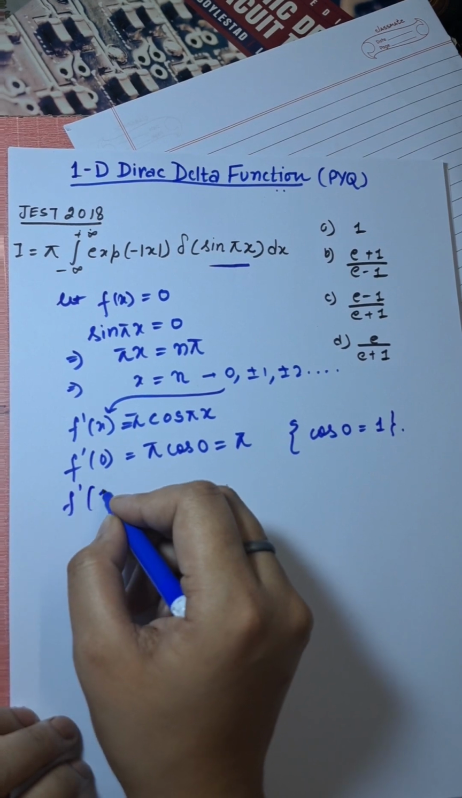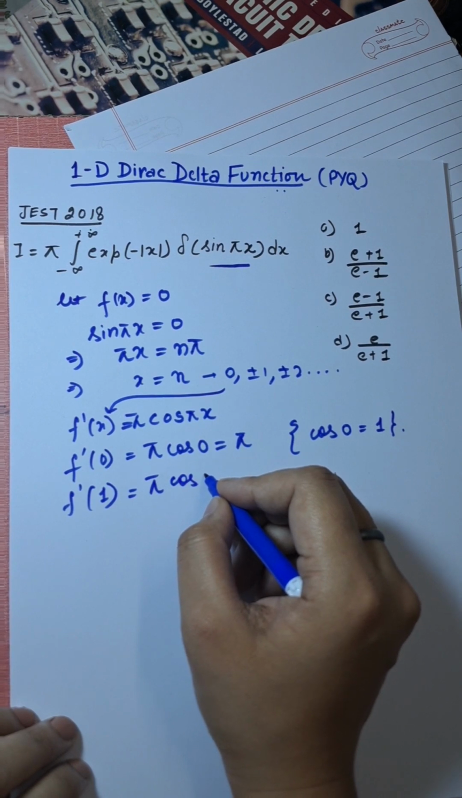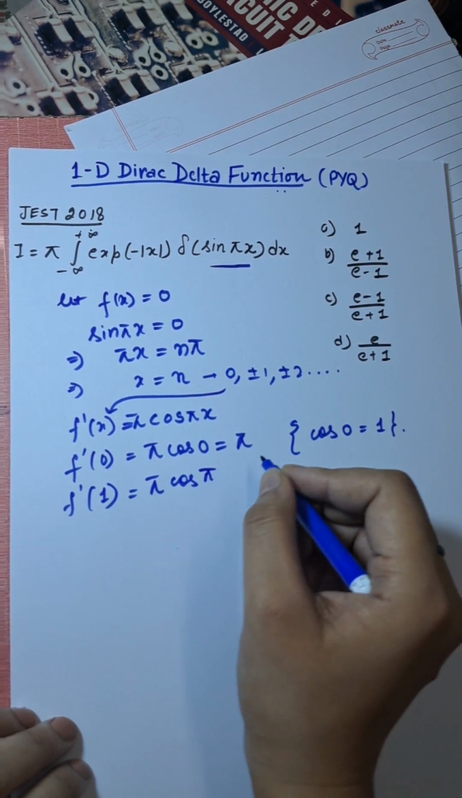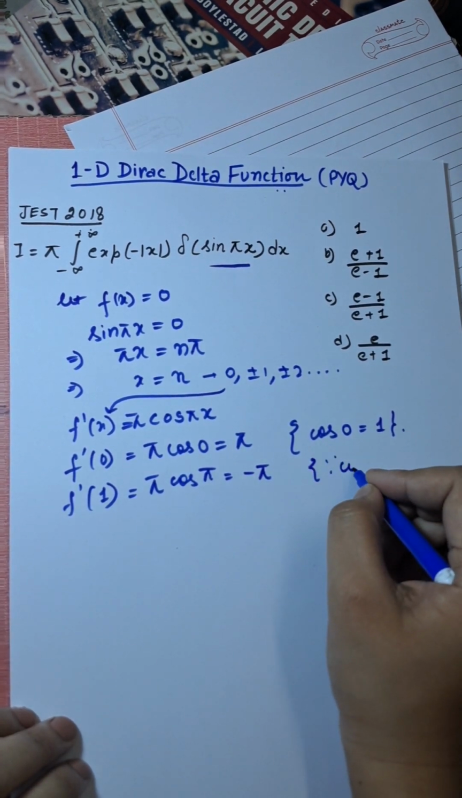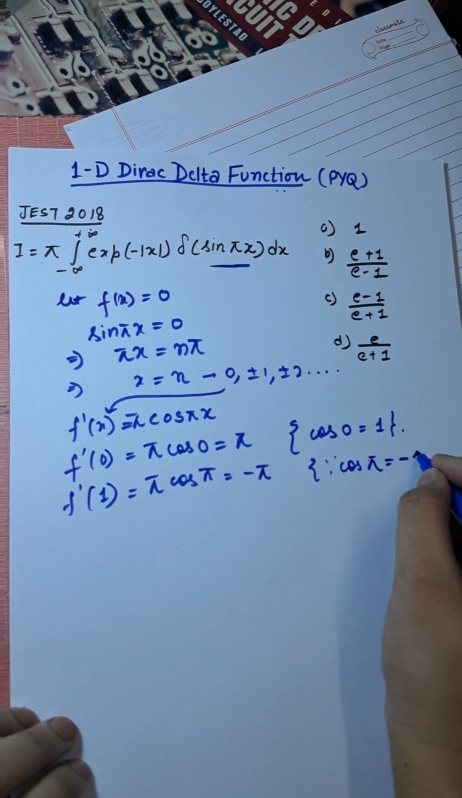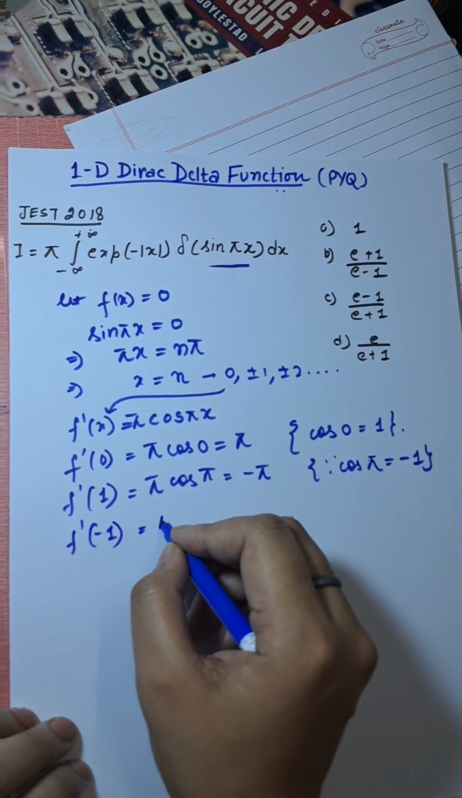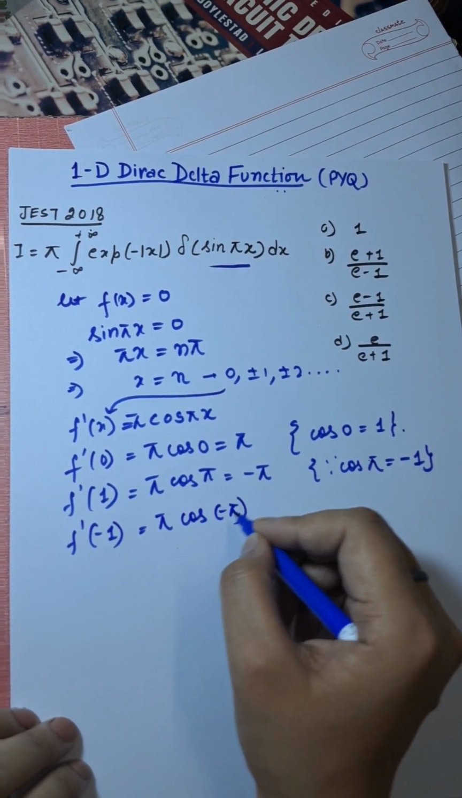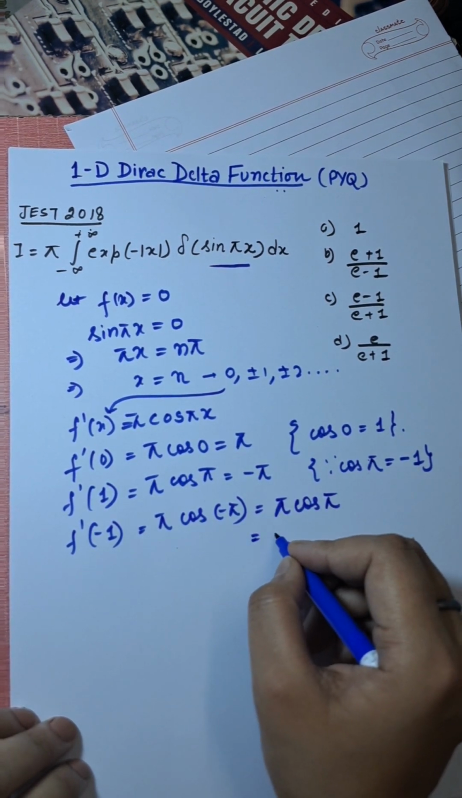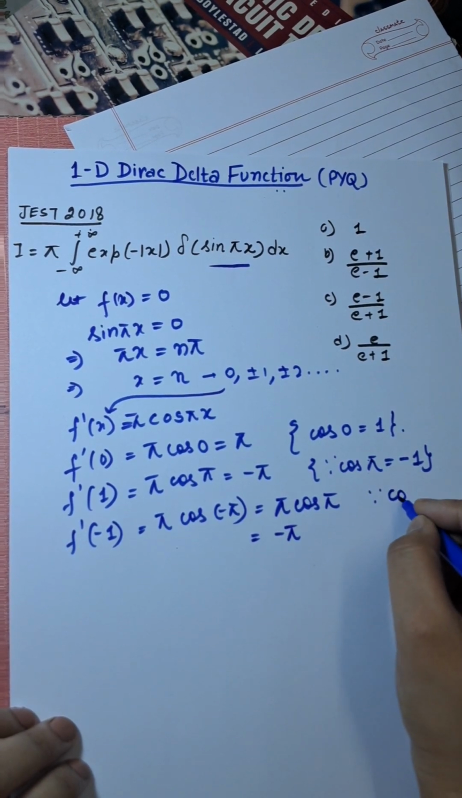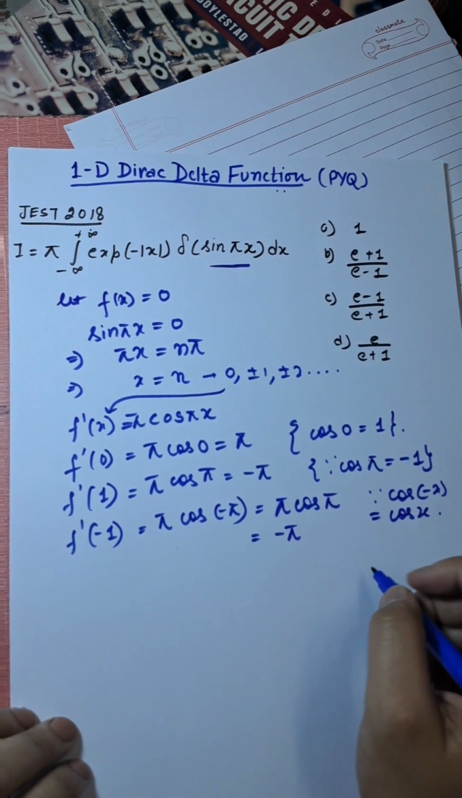Then f'(1) gives pi cos pi, which equals minus pi, since cos pi equals minus 1. Then f'(-1) equals pi cos(-pi), that is pi cos pi, which is equal to minus pi, since cos(-x) equals cos x.